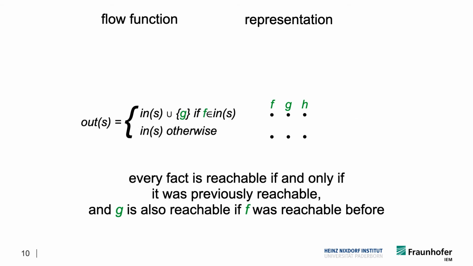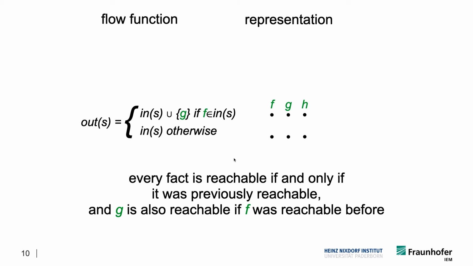Now let's look at other data flow equations. So we could have a flow function that looks like this. It's saying, okay, in general, we want to output whatever was already in the inset. But if f is in the inset, then we also want to generate g, and else we simply keep everything as it is, right? And again, you can also think about this in terms of reachability. So we say every fact is reachable if and only if it was previously reachable already, but g is also reachable if f was reachable before.